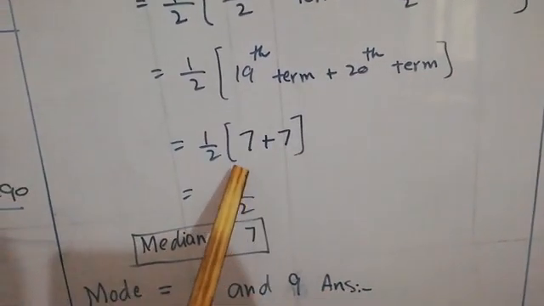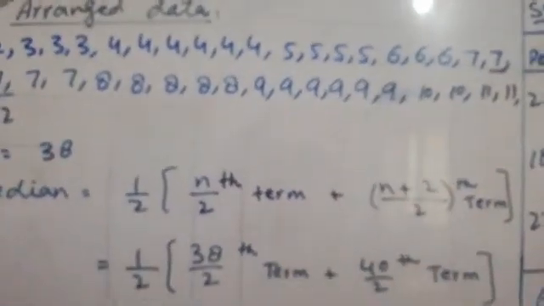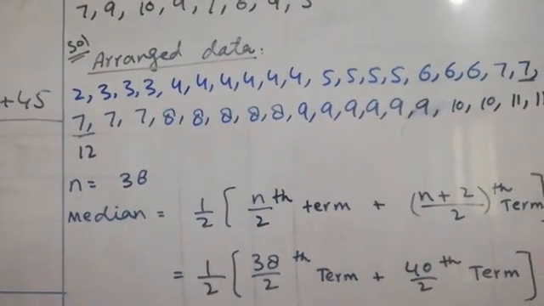So 7 plus 7 means 14, divided by 2 is equal to 7. That is the median. And mode, as I have told you, is the most frequent value of the data.